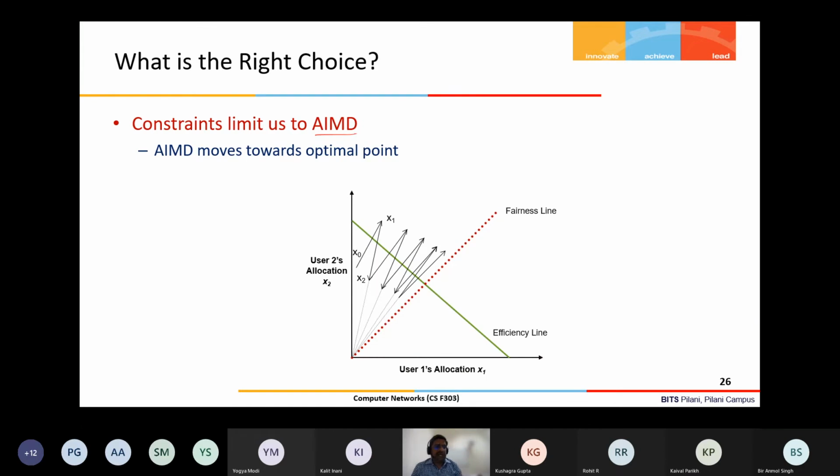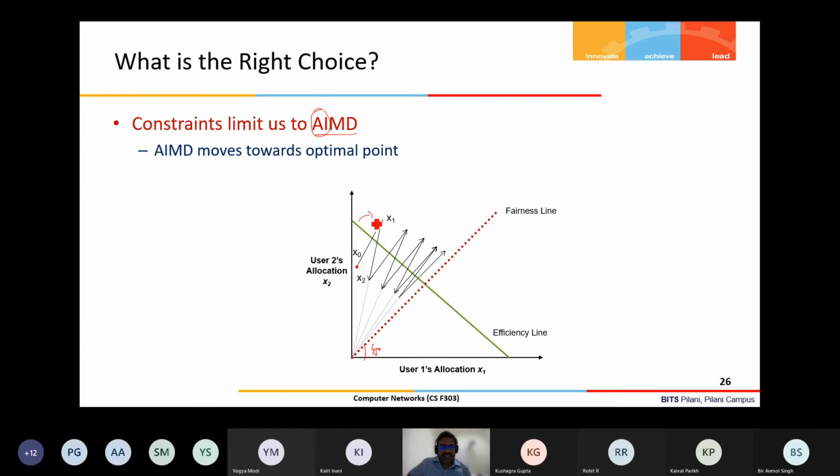So first we'll check AIMD, which we know TCP uses, and the reason why TCP uses it is now here. So let us say we start from some point. Let us say I'm starting from here, x0, this is my initial point. It is below the efficiency line, so in the next round both will increase. So increase is additive, which means a line which is parallel to the 45-degree line, and this 45-degree line is basically the fairness line. So I will just draw the parallel and reach here.